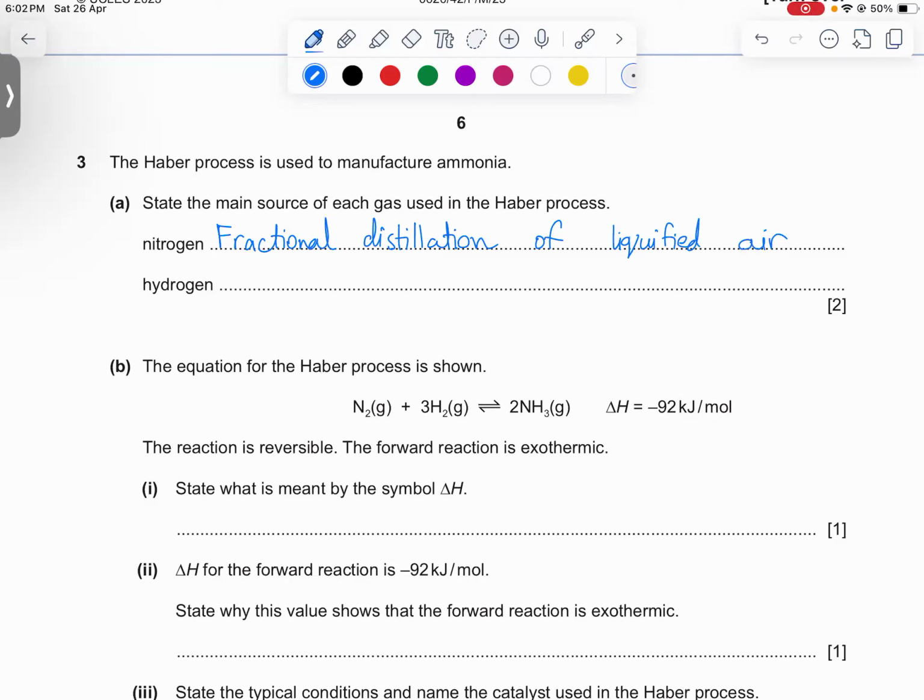And how do we obtain hydrogen? Well, hydrogen is obtained from two places. It is also obtained from natural gas, and it is found beneath Earth's crust with natural gas. So basically, it is found along with natural gas.